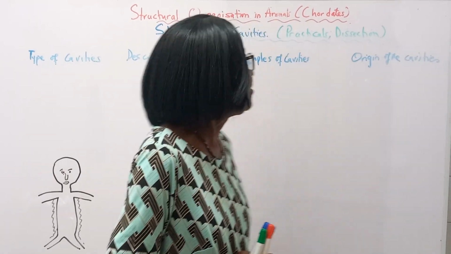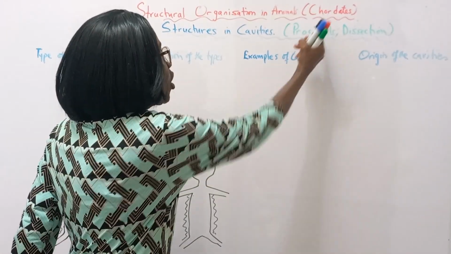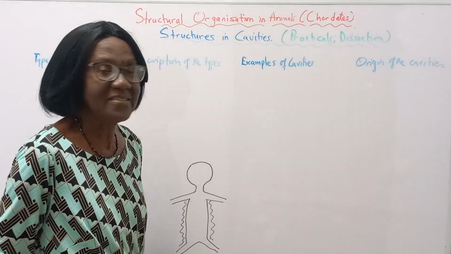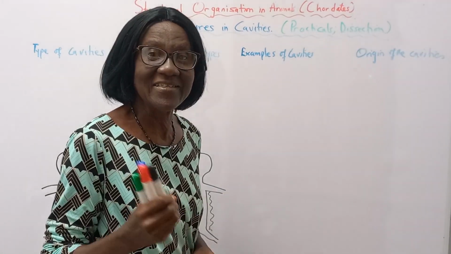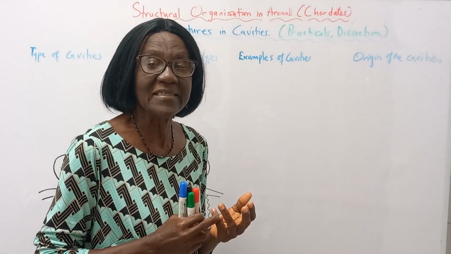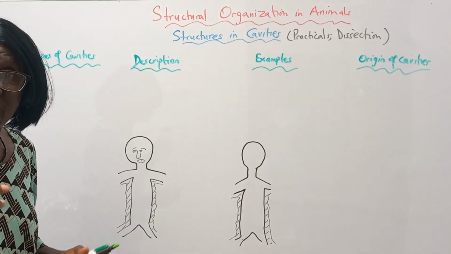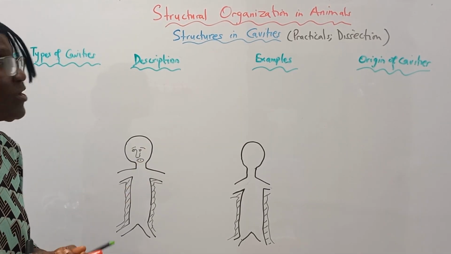Today we are looking at structural organization in animals, specifically chordates, and we are looking at structures in cavities. We'll look at the practical of this, looking at a dissection, and we'll look at toad, guinea pig, and albino rats. Structures are not haphazardly placed in the organism.